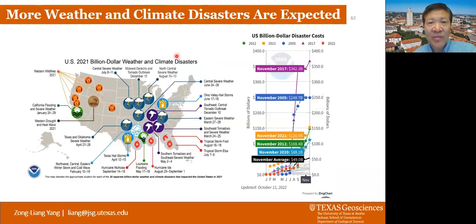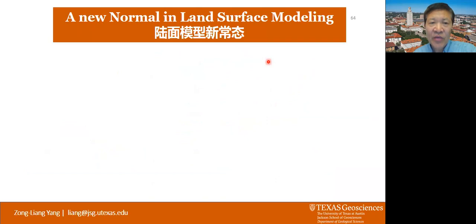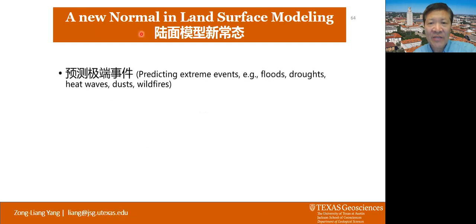Speaking of extreme weather disasters, in the past few years the US is no stranger to this. Again, extreme flooding and heat waves are not just happening in the US, but worldwide: in Asia, China, India, Europe, Australia, and South America. And we are expected to see these extreme events more and more in the future. So I think we are entering a stage of a new normal, not just a new climate normal, but also a new normal in landscape modeling.